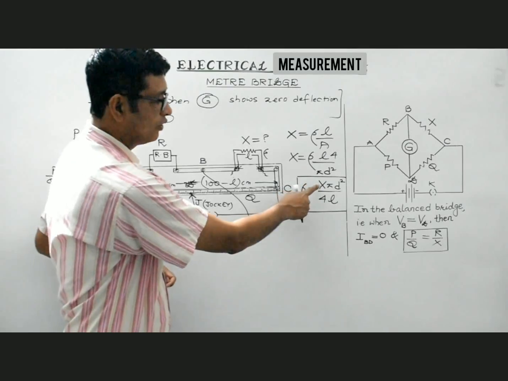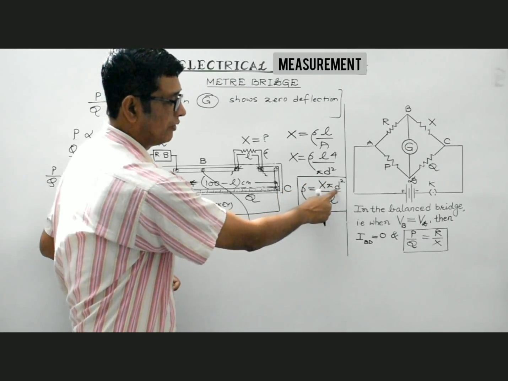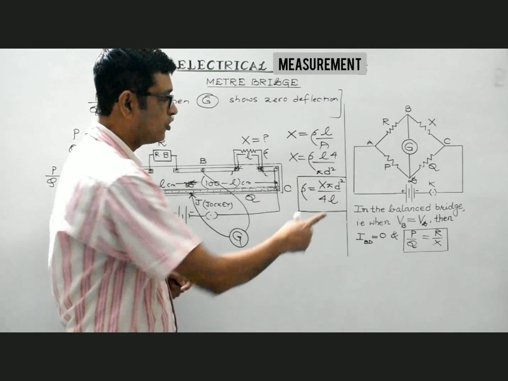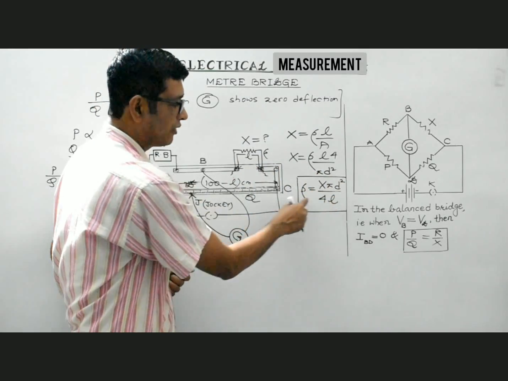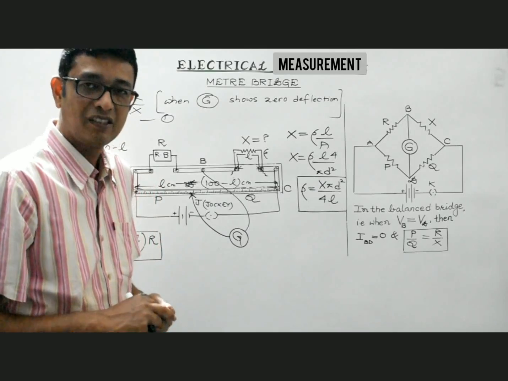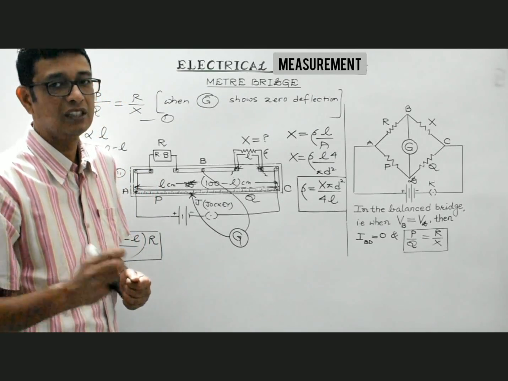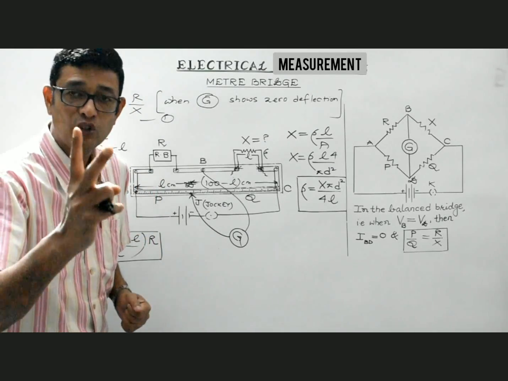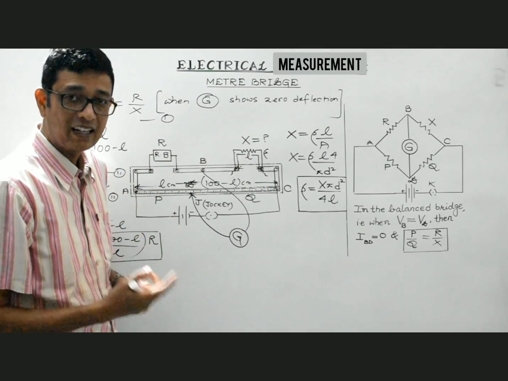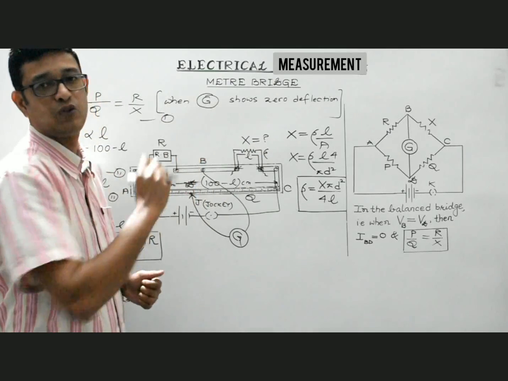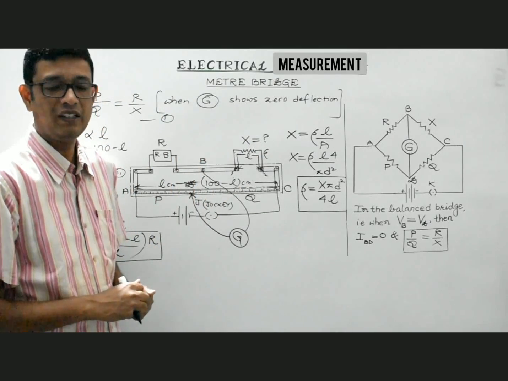So knowing the value of X, knowing the diameter of the wire using the screw gauge, and measuring the length of the given wire and substituting the values, you can easily determine the resistivity of the given wire. So we have done two things. First, the resistance of the given wire can be easily found. Second, the resistivity of that given wire can also be found, right?